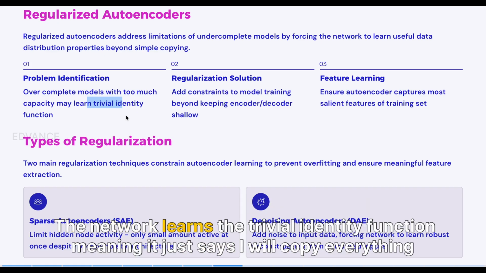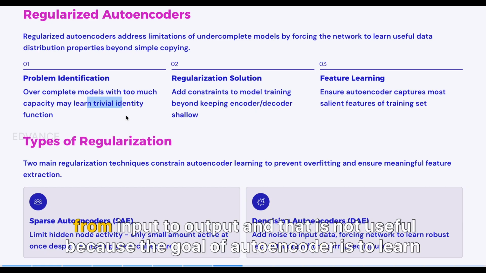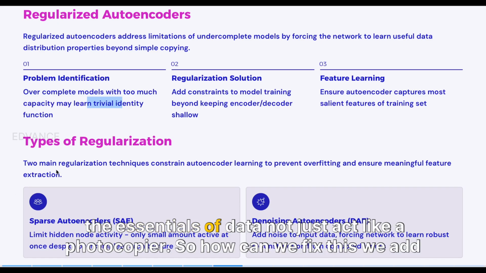The network learns the trivial identity function, meaning it just says, I'll copy everything from input to output. And that's not useful because the goal of autoencoder is to learn the essentials of data, not just to act like a photocopier. So, how can we fix this?